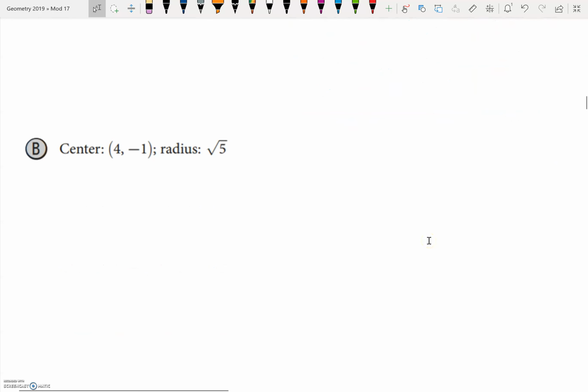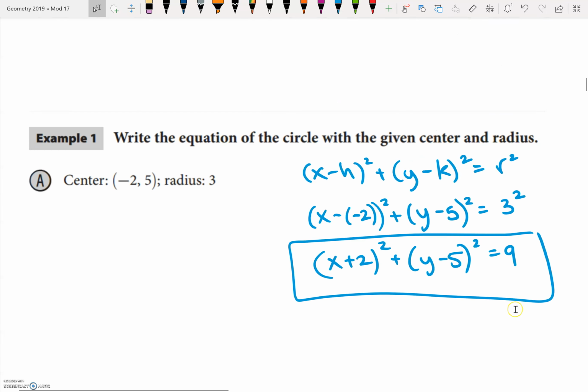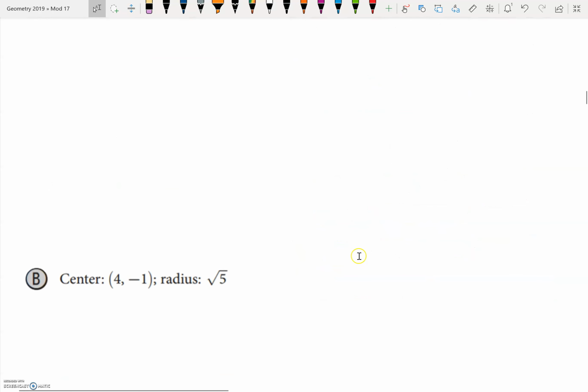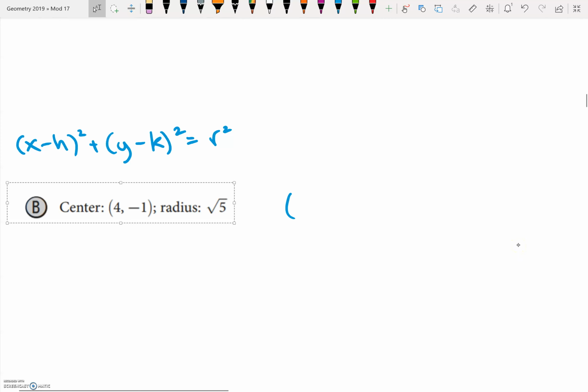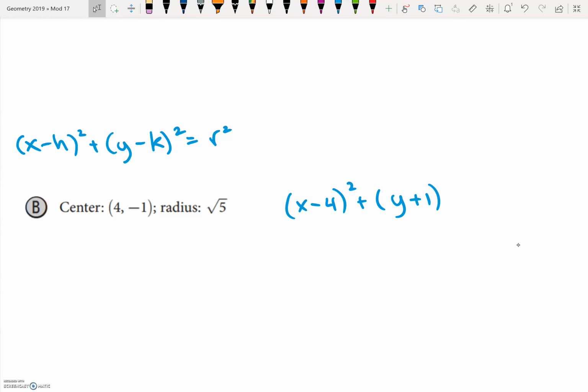Of course, pausing between each of these problems so you have a chance to attempt them on your own. So I'm not going to write, well, actually, easier if I just copy and paste this equation from above. So I'll just write this down on each of them. So we just plug them in. So we have x minus 4 squared, y minus negative 1, which becomes plus 1 squared. And then the square root of 5 cancels out with the squared, so it just becomes 5.